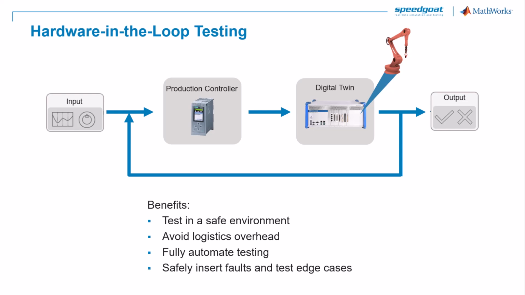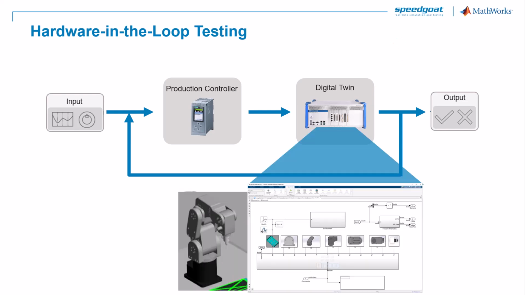And last but not least, you can inject faults and test edge cases of your control problems without the risk of damaging the real system, which is exactly what Magnus will discuss later in the context of FMEA. A main challenge here is how to create a realistic and accurate digital twin model of your real system. Let's take a look at an example for our robot arm.